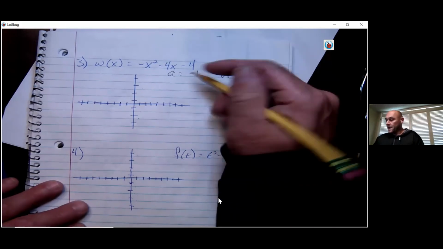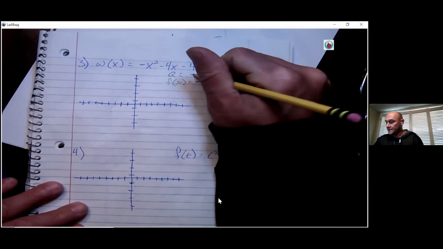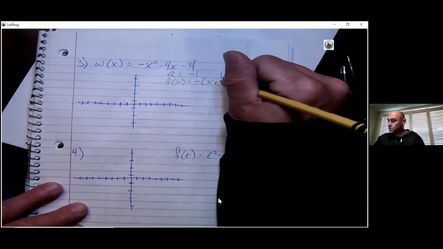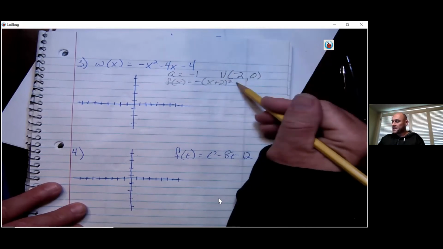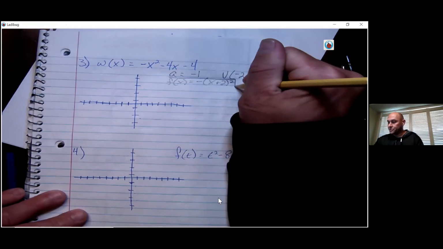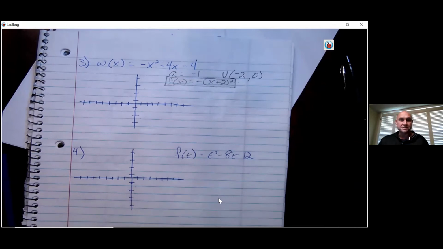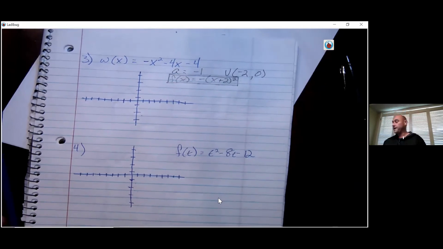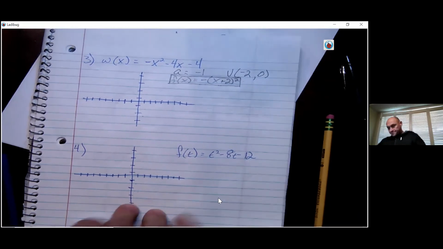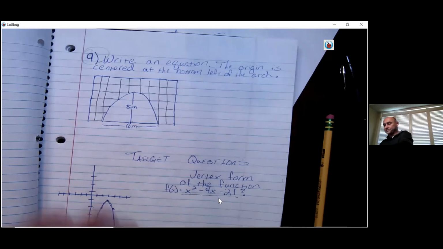So I have f of x equals negative, that's a, times x minus -2 plus 2 squared, and plus k, which is 0. There is my equation. So that's how quickly you can change a standard equation into a vertex form equation. All right, so a little more advanced, going all the way to the end.